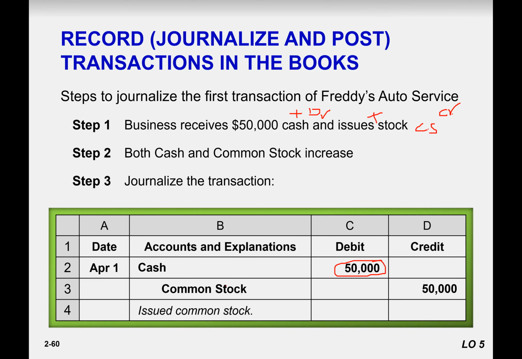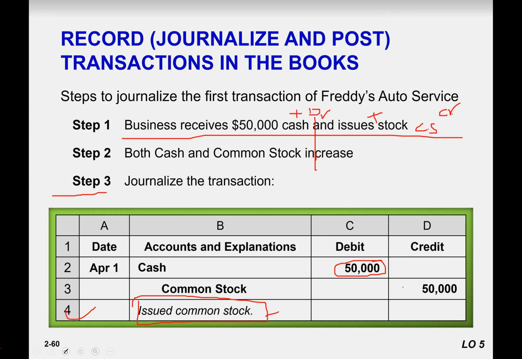And then we write a short explanation: issued common stock. It is up to you. You can write issued common stock against cash. You can write a short note here so that whenever you revisit this transaction, or somebody else sees it, they automatically understand what this transaction is. So you see this is the shortest version of explaining the whole transaction.